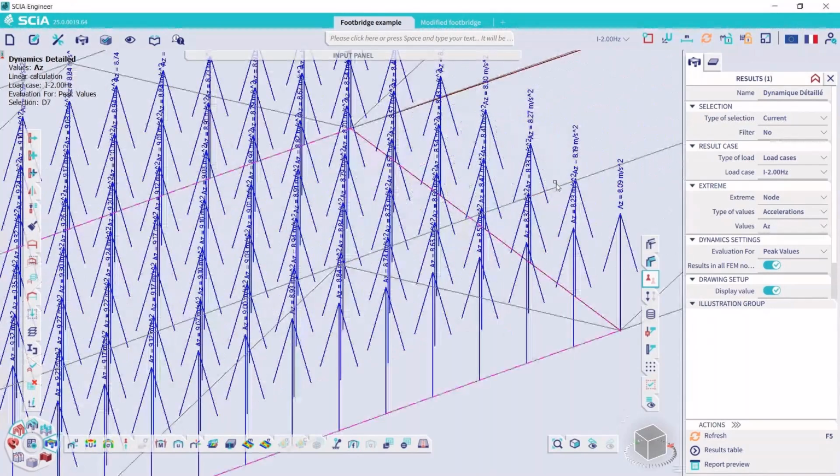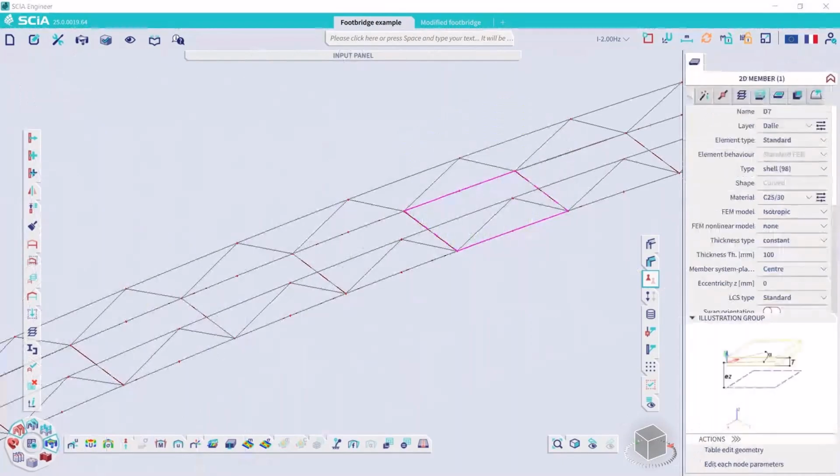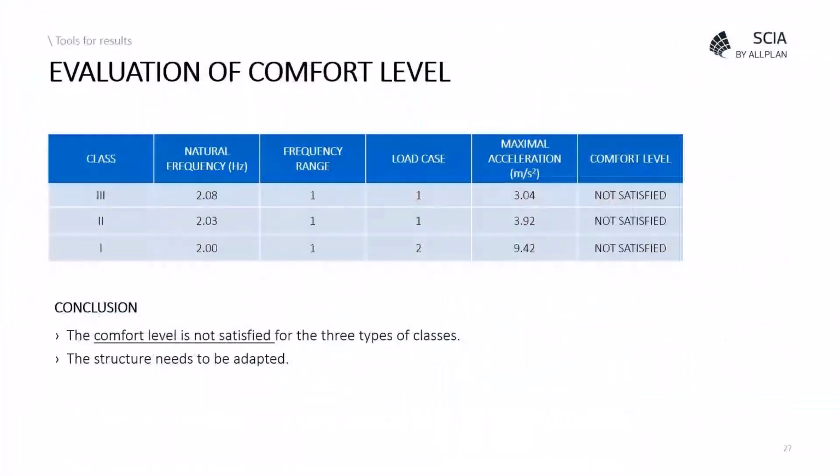So then we will do an overview of the results of the 3 classes of footbridges. For the 3 of them, the frequencies are in the range 1 of frequency. The load cases to be used are either load case 1 or 2. And the accelerations calculated are all above the limit acceptable, so the comfort level is not satisfied. So the structure needs to be adapted.